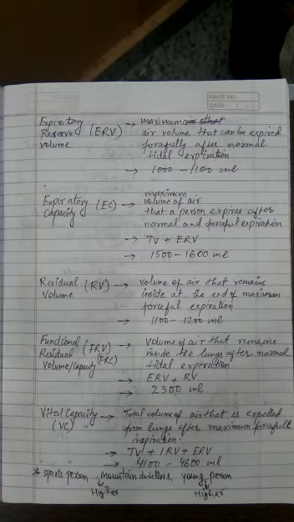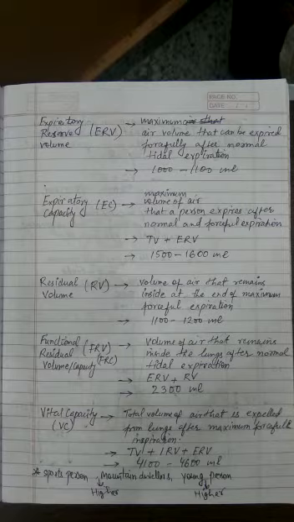That means ERV. So the expiratory reserve volume is the maximum extra volume of the air that can be expired by forceful expiration after a normal tidal expiration. So once 500 ml of the air has been thrown out, that happens as a passive process.